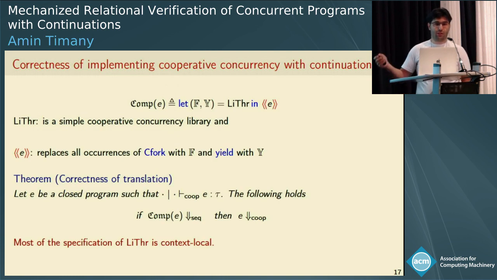And we give a very simple translation. We take a very simple implementation of a thread library using continuations that gives us two functions, fork and yield, which we denote with this f and y.